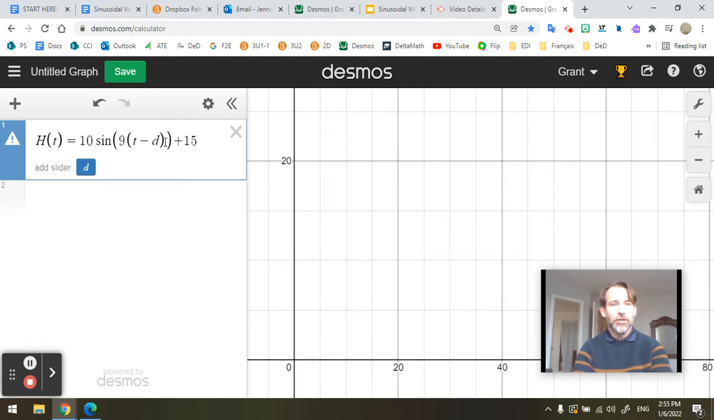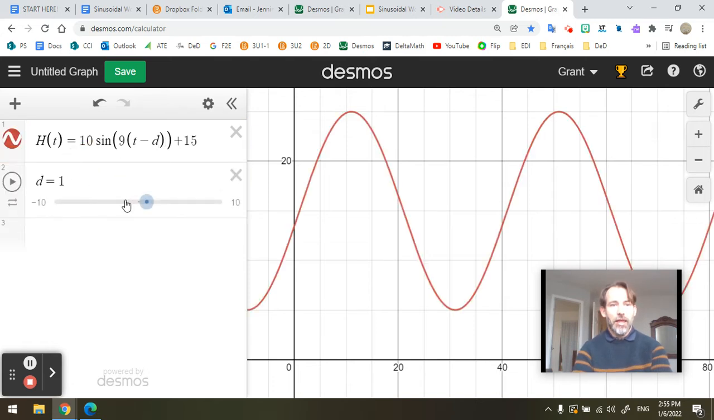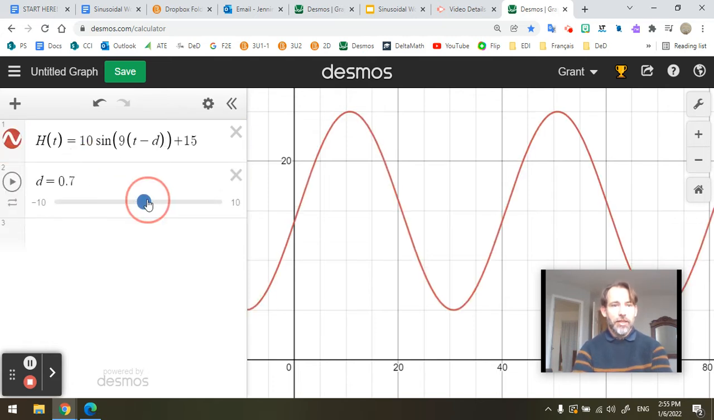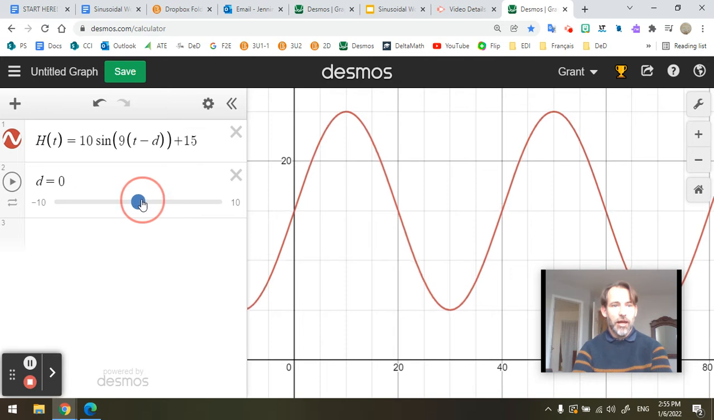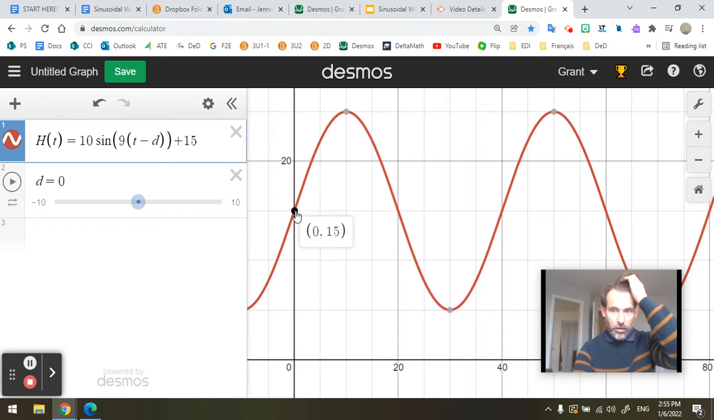Okay, if I put in a slider D, add the slider, and then I want to look at like, well, D is 0. So this would be an unmoved sine wave. So you see there, it's crossing right at the horizontal axis, like I told you it would. So not an asymptote.